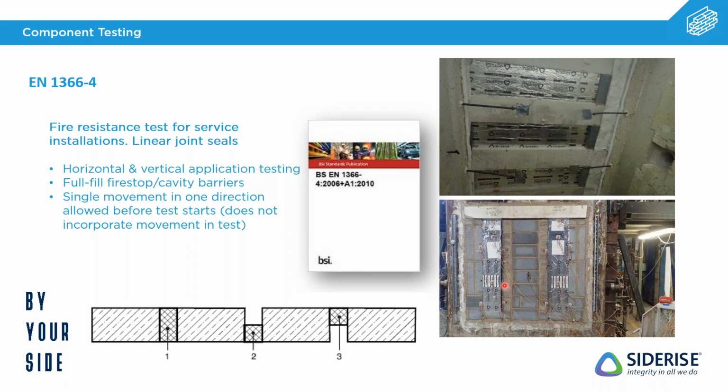And also that thick black line you can see there is actually a DPC installed between the fire stop and that masonry. So it gives us data to prove that we can use our cavity barriers with DPCs as well.